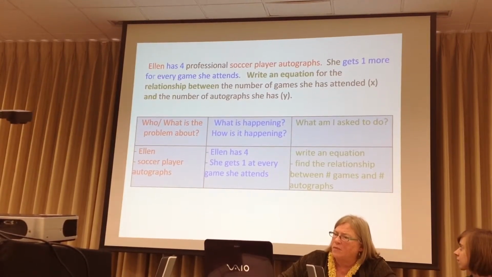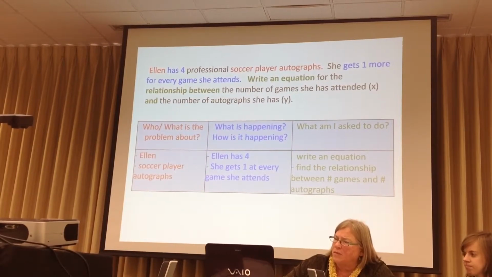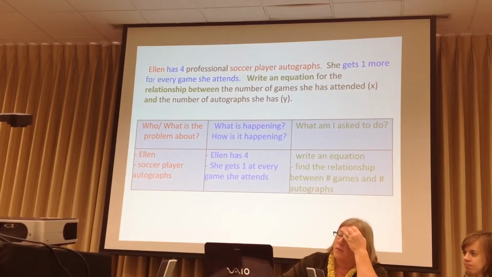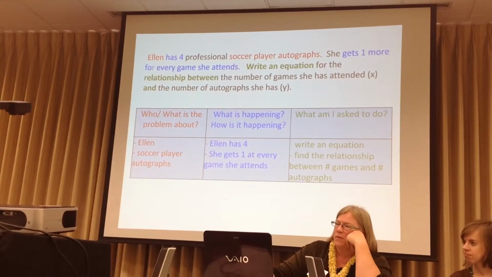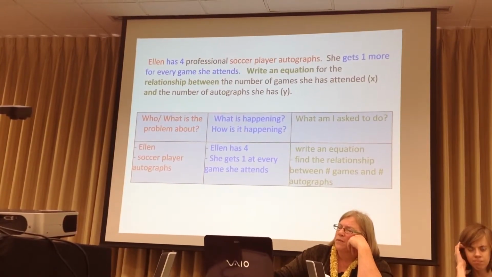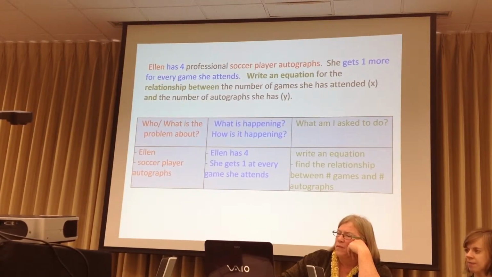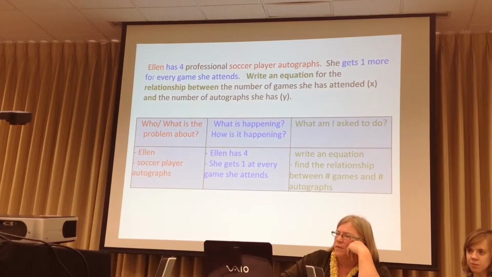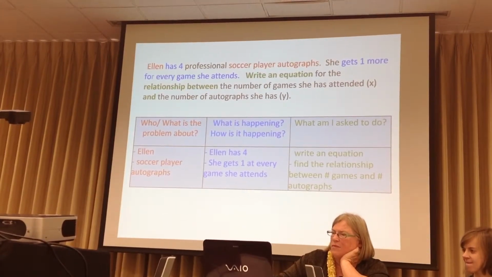Second question, what is happening and how is it happening? We fill that in with our details. Ellen has 4. She gets 1 at every game she attends. And finally, so what am I asked to do? And then they figure out, or write down, I need to write an equation, find the relationship between number of games and autographs.